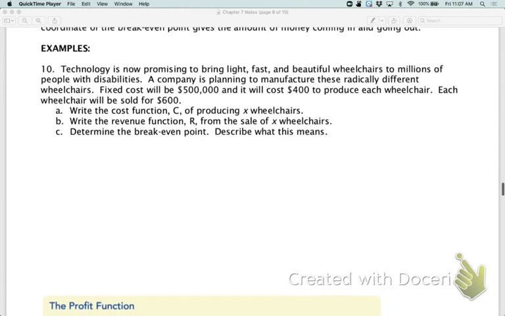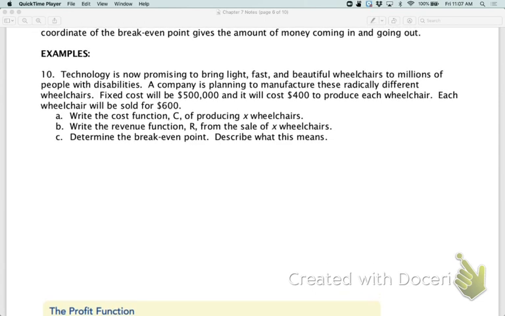So here's an example. Technology is now promising to bring light, fast, and beautiful wheelchairs to millions of people with disabilities. A company is planning to manufacture these radically different wheelchairs. Fixed costs will be $500,000, and it will cost $400 to produce each wheelchair. Each wheelchair will be sold for $600. So part A wants us to write the cost function C of producing X wheelchairs.